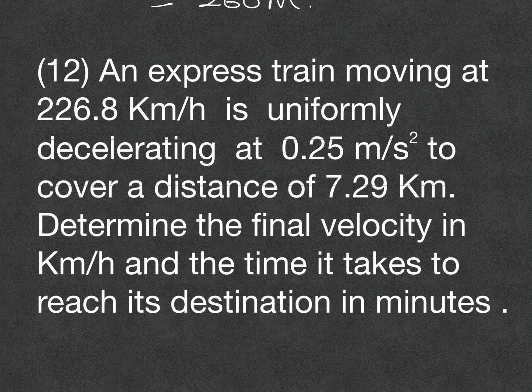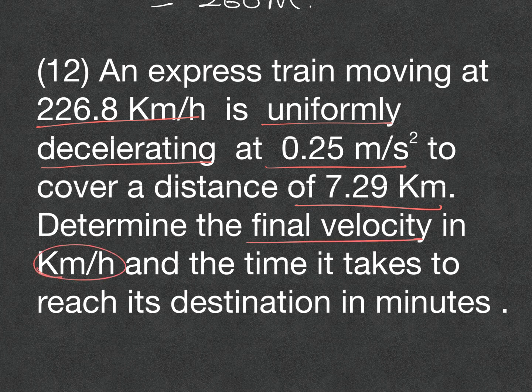We have a question here that reads, an express train moving at 226.8 kilometers per hour is uniformly decelerating at 0.25 meters per second squared to cover a distance of 7.29 kilometers. Determine the final velocity in kilometers per hour and the time it takes to reach its destination in minutes.